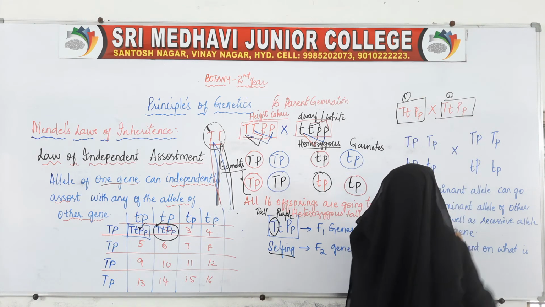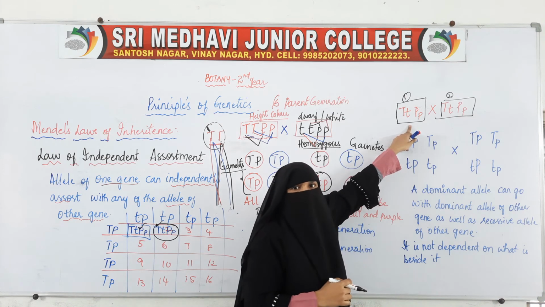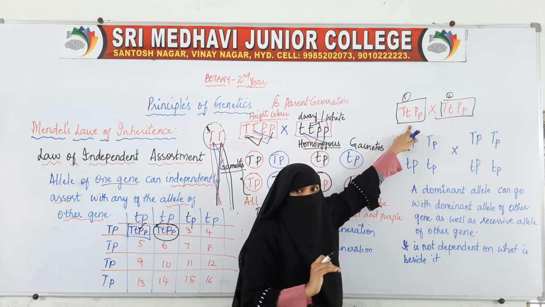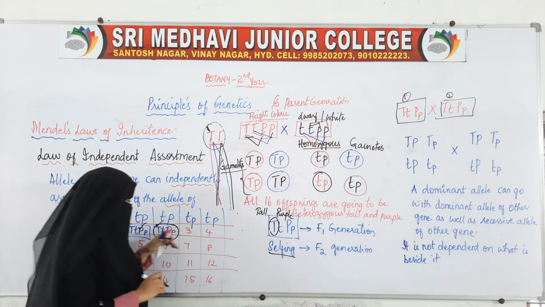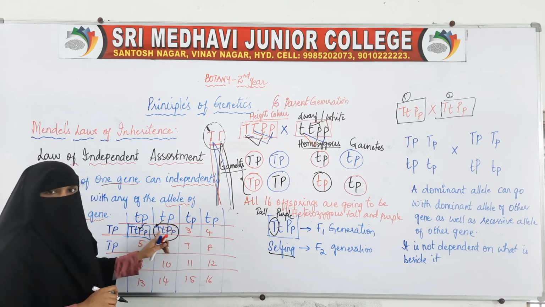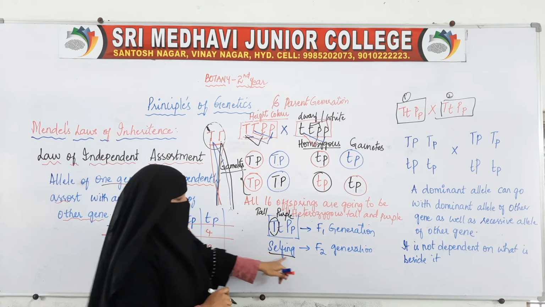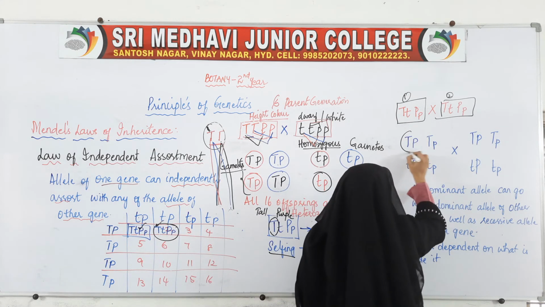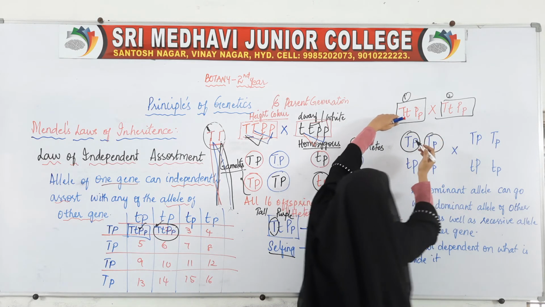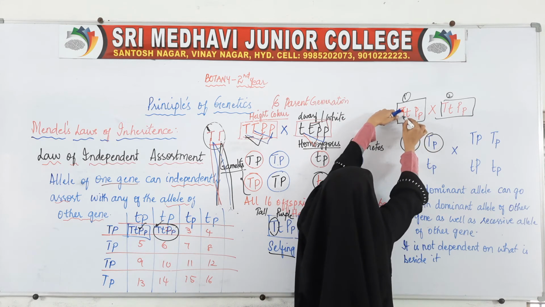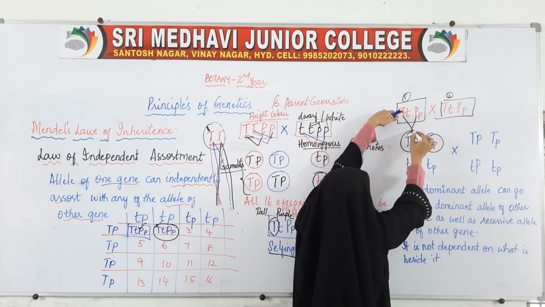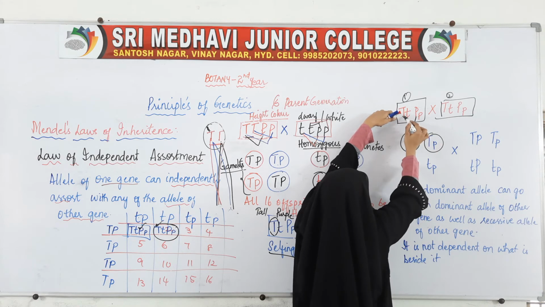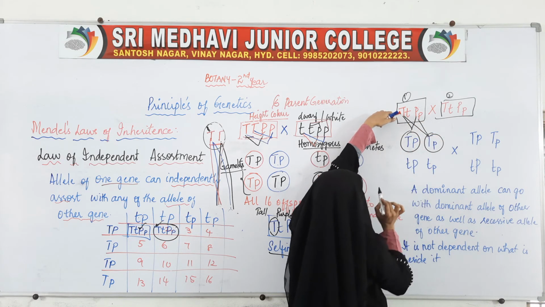So if we cross it, this is called selfing. That is the same generation. These two same generation plants are crossed for the F2 generation. So when we cross this, again we get gametes like this. How will we get gametes? This T and this P, and again this T and this P.